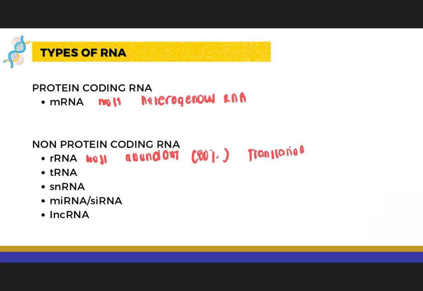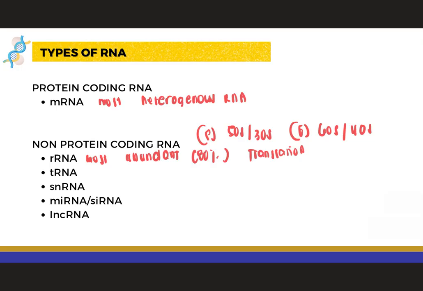Again, when we say translation, translation is the formation of your proteins. So, in your prokaryotes, we have 50S and 30S subunits, while in your eukaryotes, we have 60S and 40S subunits.